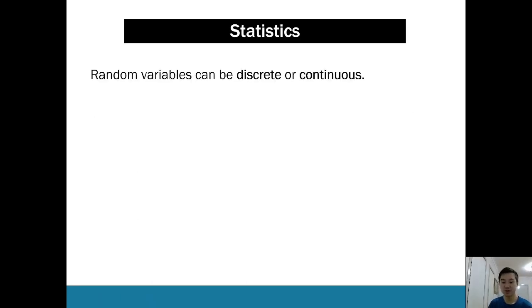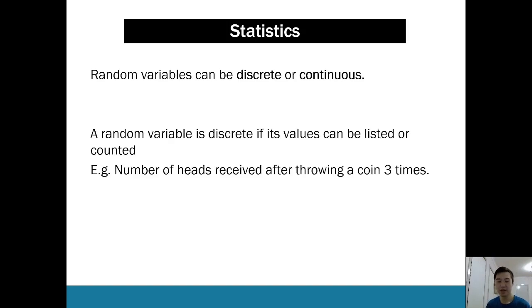So you guys also learned about the difference between discrete and continuous random variables. A random variable is discrete if its values can be listed or counted. For example, if you're looking at the number of heads that you get after you throw a coin 3 times, that is discrete because you can literally count and list all of those values. For example, you can have 0 heads, 1 head, 2 heads, and 3 heads. You can count them. So they're discrete values because you can list them and count them.